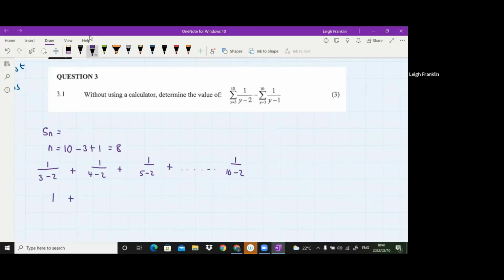Okay, the next one is going to be 1 over 2. The next one's going to be 1 over 3, and so onwards. So what is the value of a? 1. Good. Is there an r or is there a d? A d. There's a d.